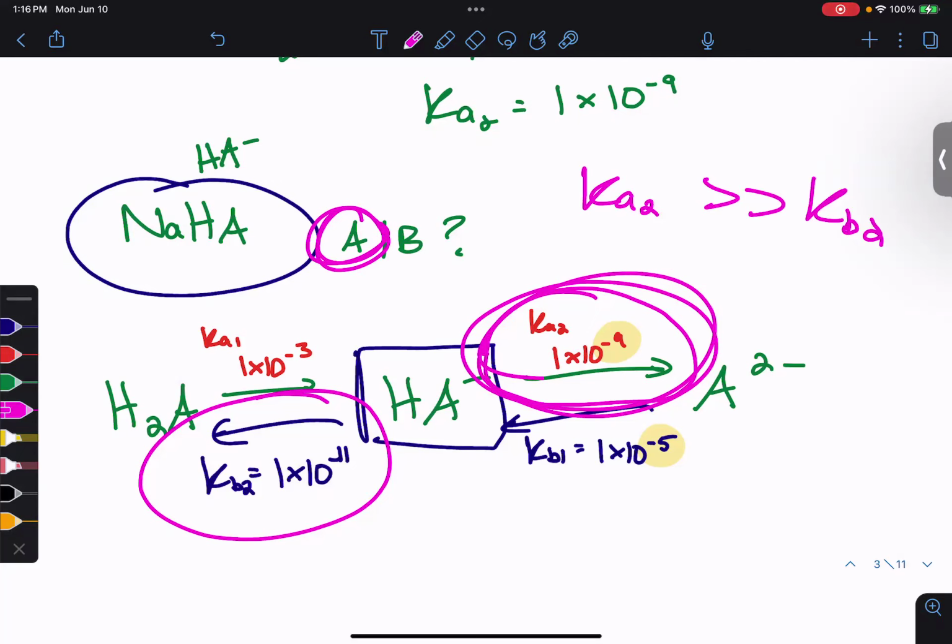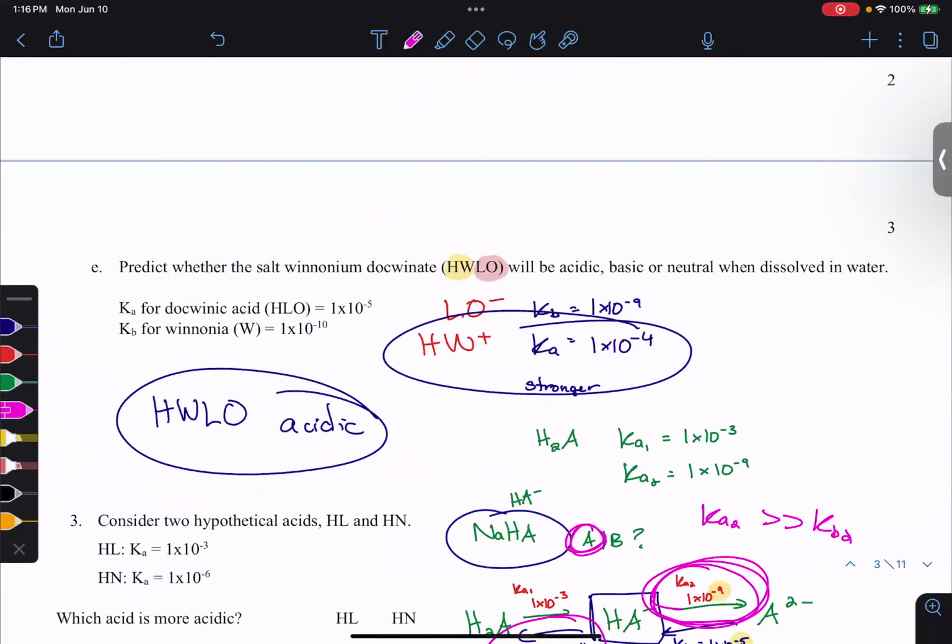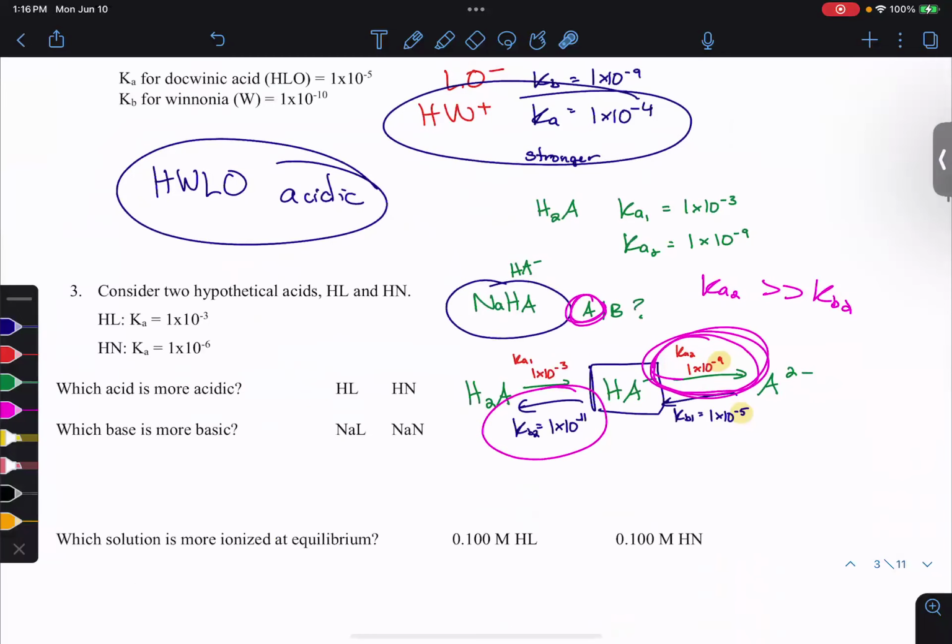This one I would say is a little bit harder than this one, but see how it's very similar. I'm not looking at the straight up Ka and Kbs given, I'm actually looking at the conjugates. And that's similar to how if we have a diprotic acid.